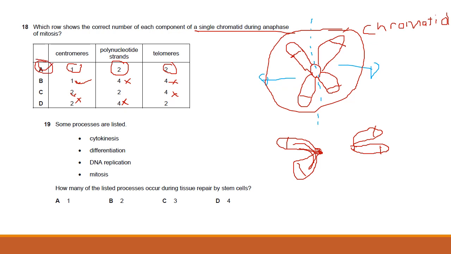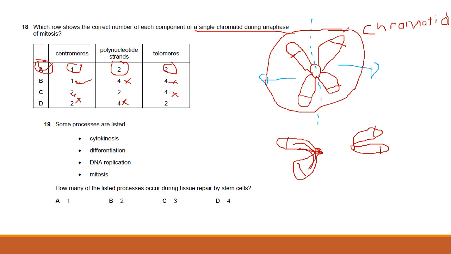Okay. Number 19, some processes are listed: cytokinesis, differentiation, DNA replication, mitosis. How many of the listed processes occur during tissue repair by stem cells? This is such an unusual question. I have never seen a question like this. And if you're doing the 2022 exams, you might get this question.